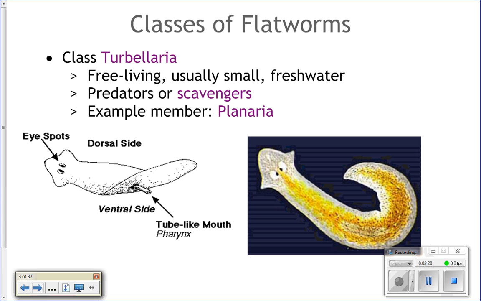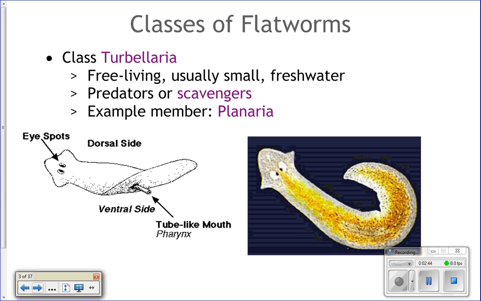The first class is Turbellaria. Okay, these are like planarians. So, and you can see the pictures of the planarians up on the board. These are small, so they're typically free living, so they're moving around finding their own food. They'll either be predators of smaller animals or plants, or they'll be scavengers, meaning they'll eat dead stuff.